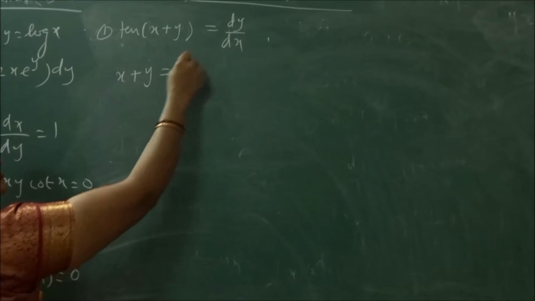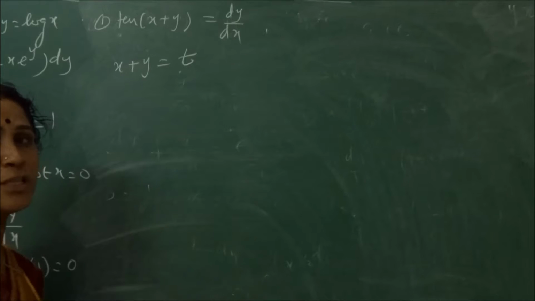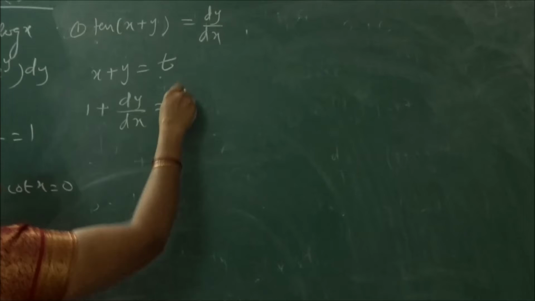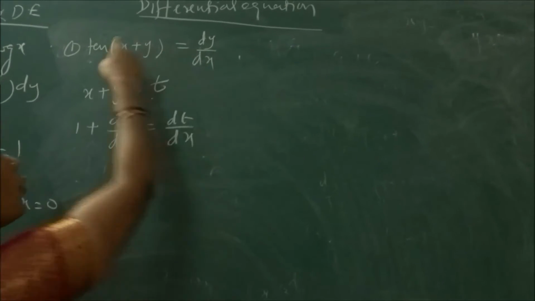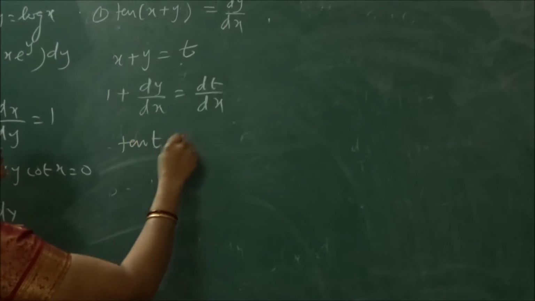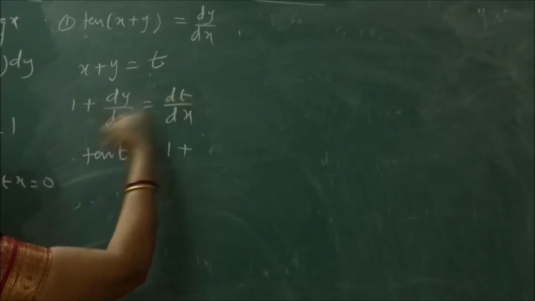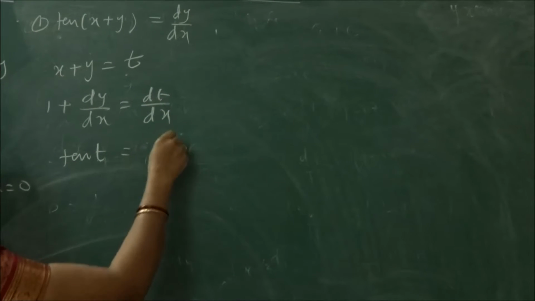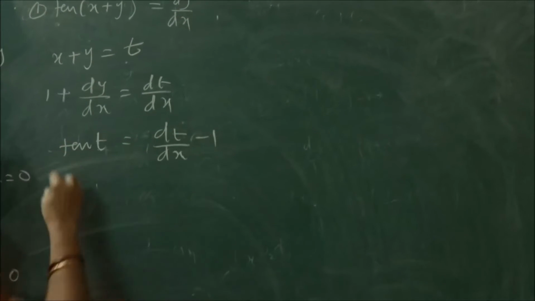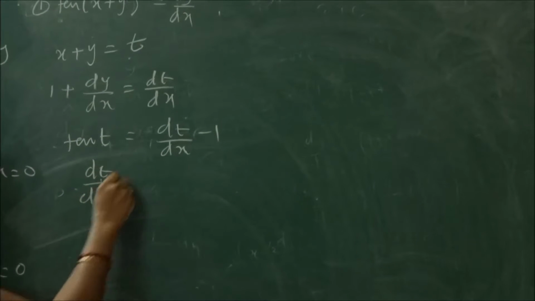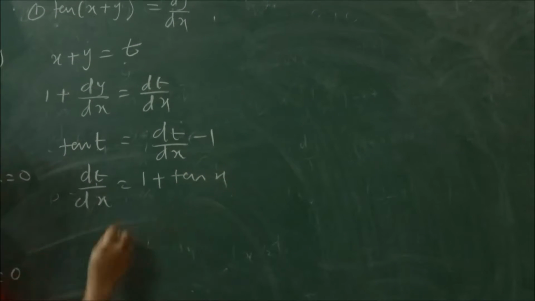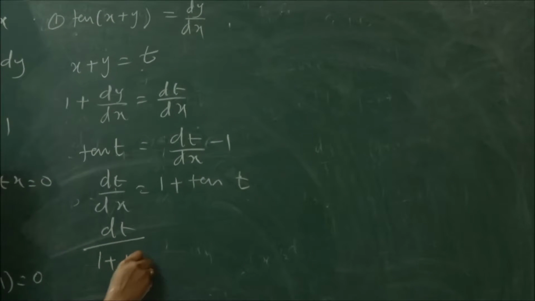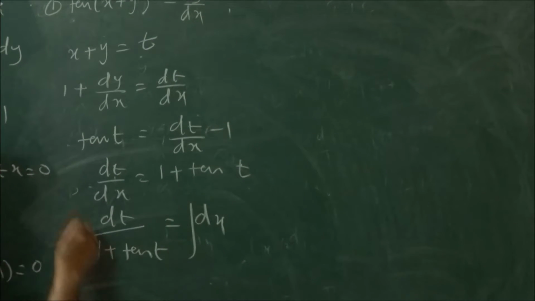do one thing: substitute x + y = t. This is a special format. Now we get 1 + dy/dx = dt/dx. If I substitute all the values here, then tan t = dt/dx - 1, since the 1 goes to that side. So dt/dx = 1 + tan t. Now you do it variable separable: dt/(1 + tan t) = dx. Take the integration on both sides.